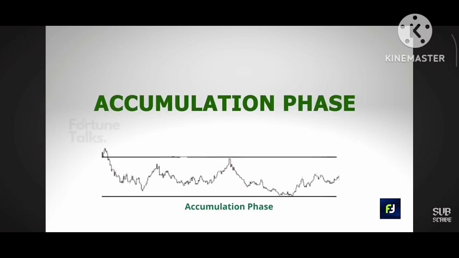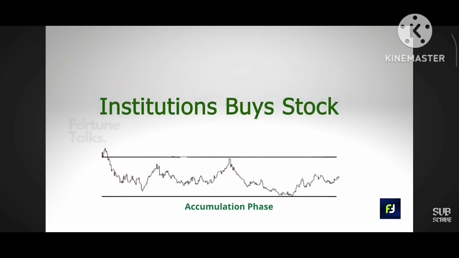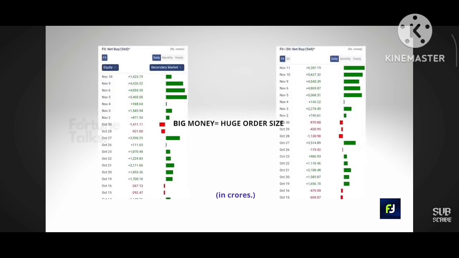So let us look at how the market transitions from one phase to the other. Let us start with the accumulation phase. The accumulation phase is when the big institutions start buying a particular stock. These institutions deal in huge bulks of money. Therefore, their order sizes are expected to be huge.